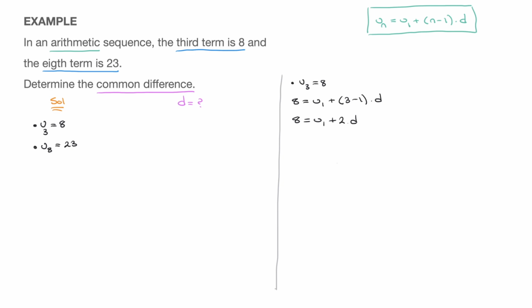Next, I do the same thing again, but this time for the eighth term, which remember is equal to 23. And so I'll put a second bullet point here. We know that the eighth term, u sub 8, is equal to 23. And so copying this formula again, but this time we'll replace the n we see by 8, and the left-hand side here by 23, we quickly obtain 23 equals the first term, u sub 1, plus 8 minus 1 times the common difference d. And since 8 minus 1 is 7, this becomes 23 equals the first term, u sub 1, plus 7d.